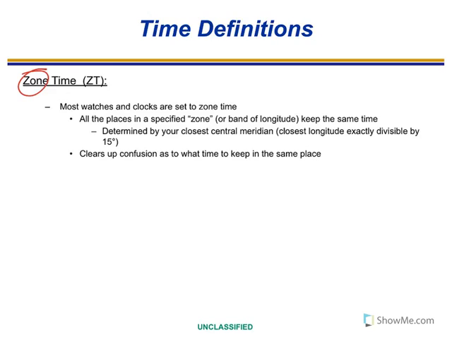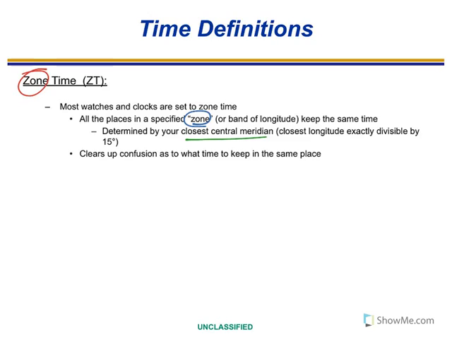We instituted this because it makes a lot more sense. Instead of everyone having slightly different times, anyone in the same time zone, depending on your longitude, will keep the same time. So that when you travel 20 miles east, someone's not keeping a different time that's a few minutes off. It all depends on what your closest central meridian is. We'll go over that in a few slides when we talk about zone description.